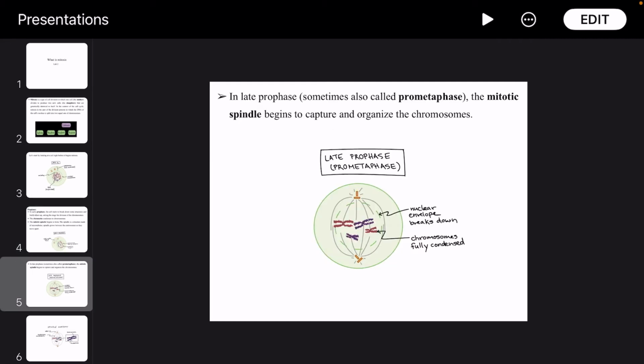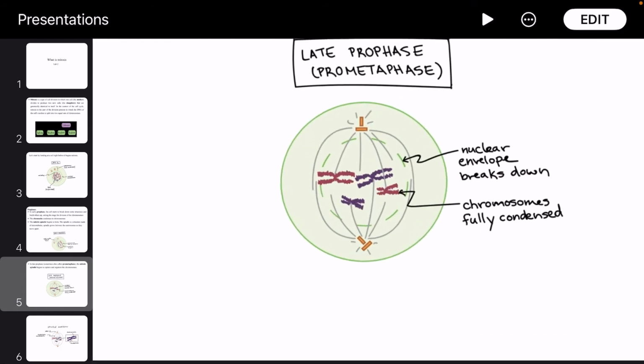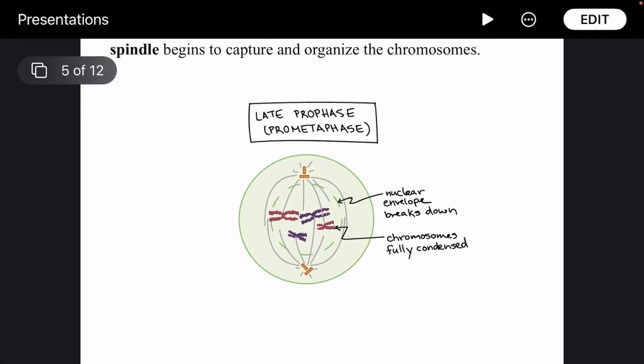In the later prophase, sometimes also called prometaphase, the mitotic spindle begins to capture and recognize the chromosomes. I think that's easy to interpret in the figure over here. In the late prophase or pre-metaphase, the nuclear envelope breaks down and the chromosomes are fully condensed.